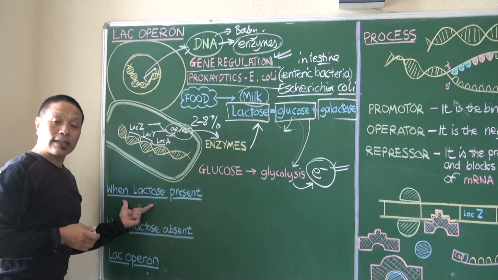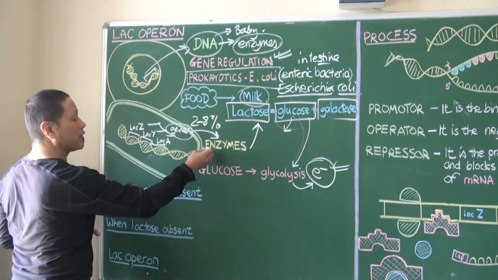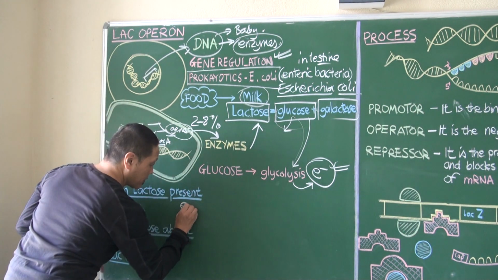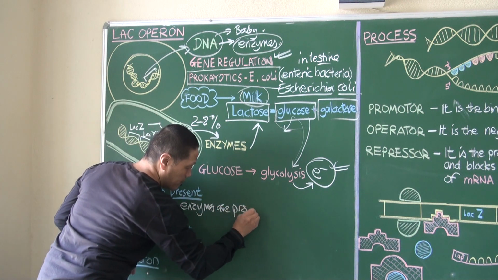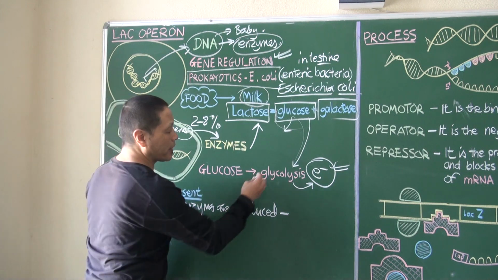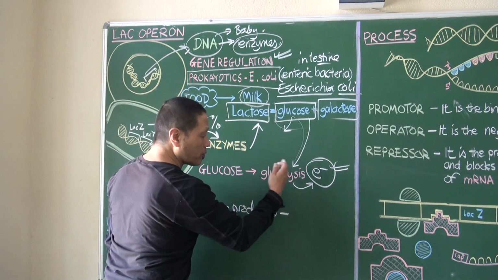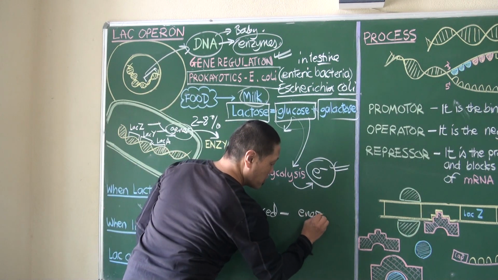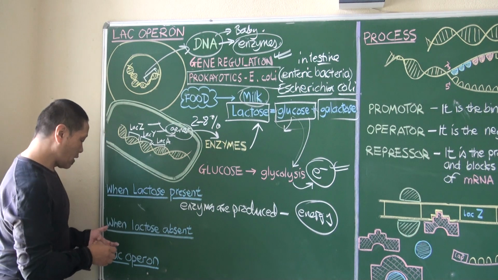So now when lactose is present, it activates, or it begins to produce these enzymes. Let's say enzymes are produced. So these enzymes will break down lactose, and glucose is obtained, and from that glucose it gets its energy. So its objective is fulfilled.